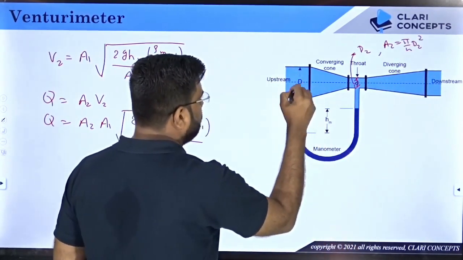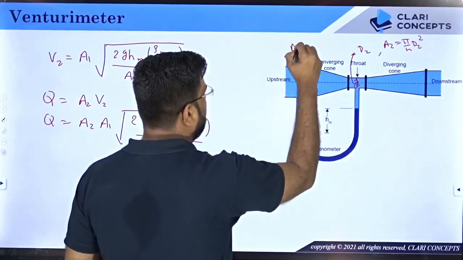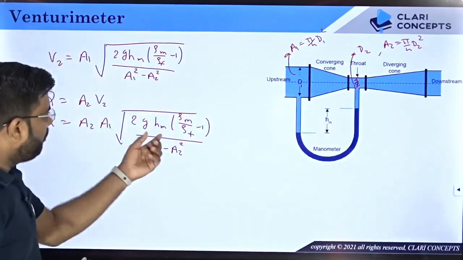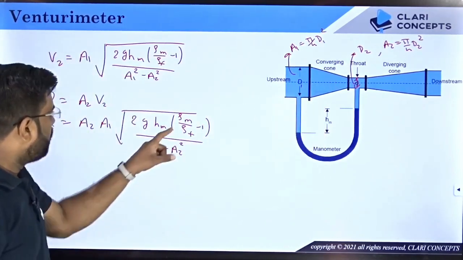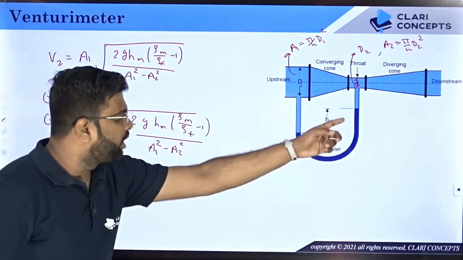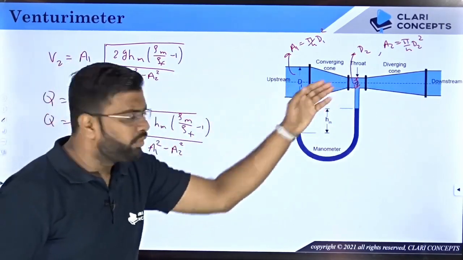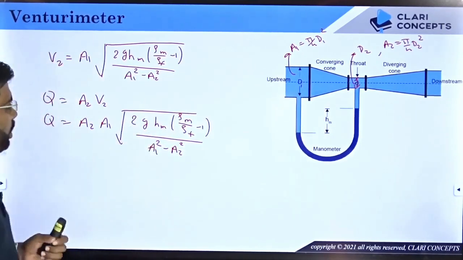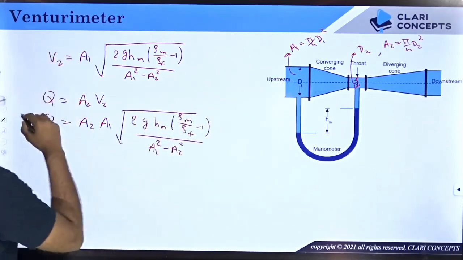This is your D1, so what is A1? Pi by 4 D1 square. HM is the difference in manometric level, rho m is the density of the manometric fluid, rho f is the density of the main fluid, then A1, A2 you are aware of, right, and g you know. So everything is known to you now. From this you can calculate the flow rate.